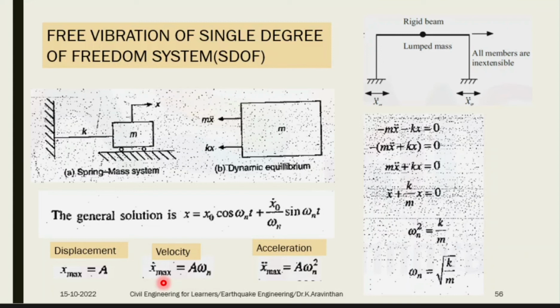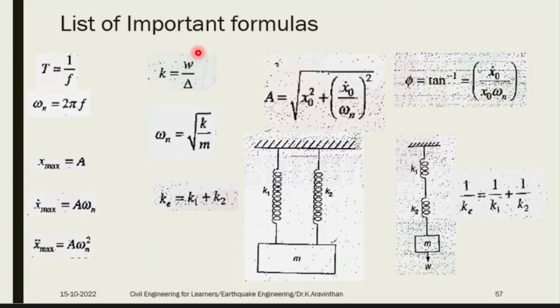These formulas are very much essential to solve problems. By using these formulas, you can solve a number of problems asked in this module. T equal to time period. Second is the unit of time period, and it is 1 by f. What do you mean by f? Frequency. The unit of frequency is radian per second or hertz. These are the two units.